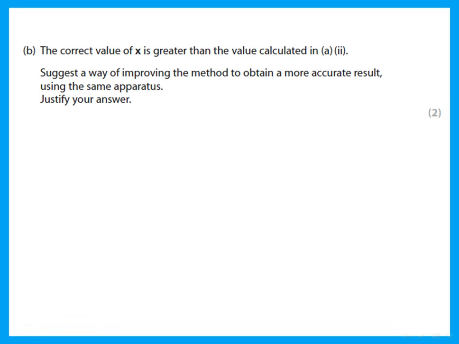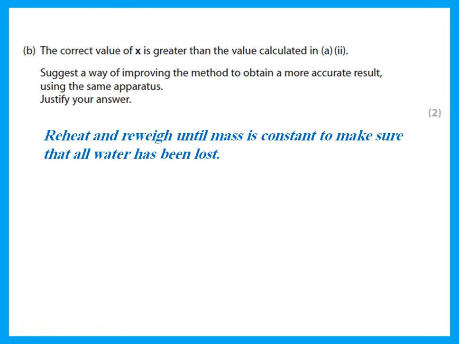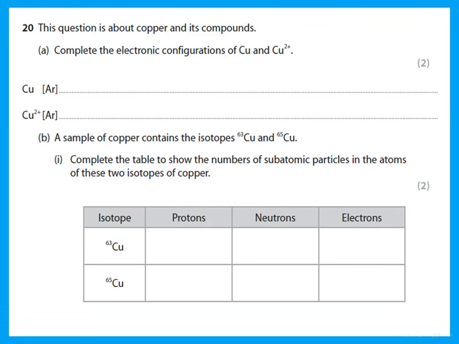The correct value of X is greater than the value calculated in A2. So what is a way of improving this method to obtain a more accurate result? Remember that he heated only for 2 minutes. How does he know that all the water has evaporated? He really doesn't know. Because usually what we do is we should reheat and reweigh until the mass is constant in order to make sure that all the water has been lost.